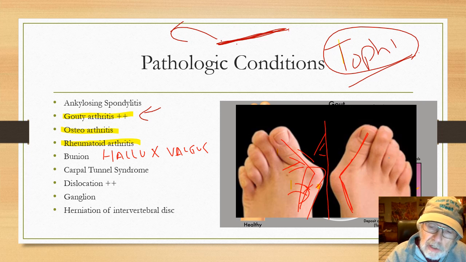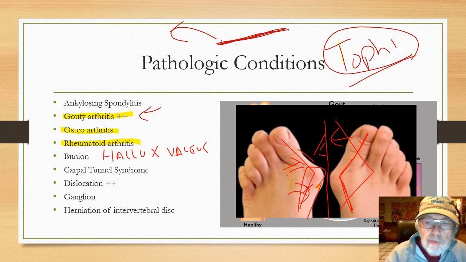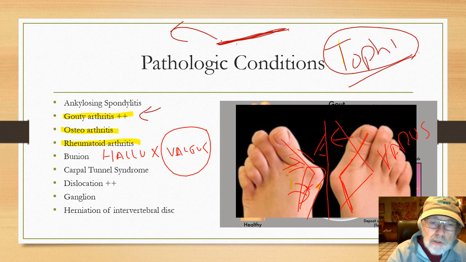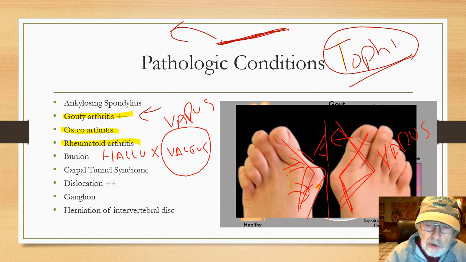If the apex of that deformity, or the V, points towards the midline, it's called valgus. If the apex of the deformity points away from the midline, that would be called varus. Okay, valgus points towards the midline. Varus points away from the midline. So valgus towards the midline, varus away from the midline. So this is a hallux valgus, or a bunion deformity.